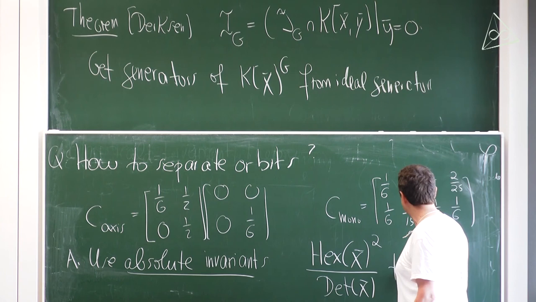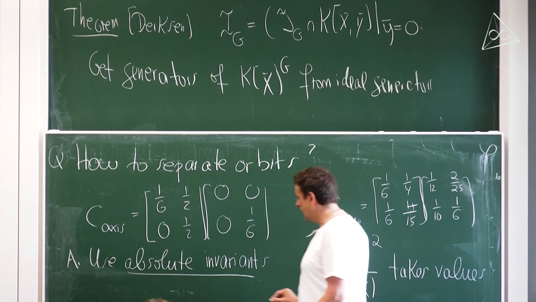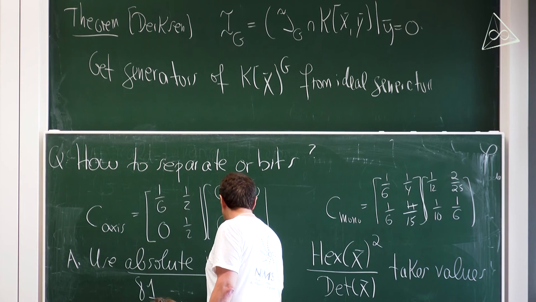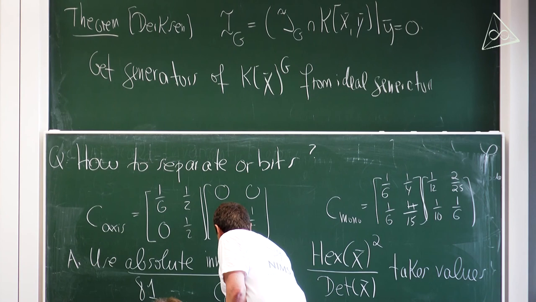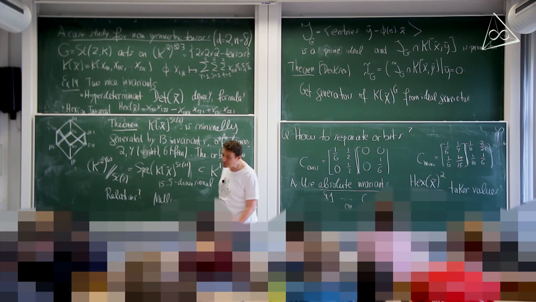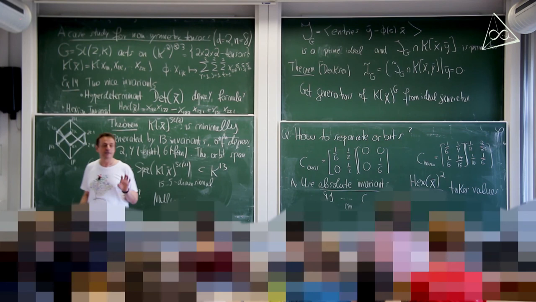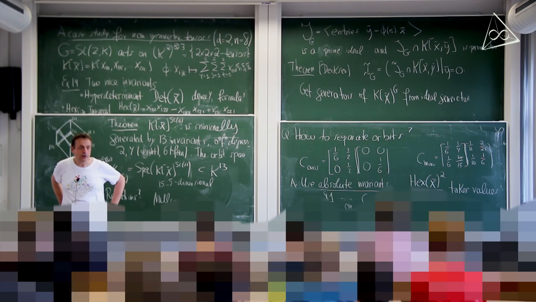On the first tensor, it takes the value 81. On the second tensor, it takes the value 45. That's it. They're not in the same orbit. I have an absolute invariant that takes two different values on the two tensors. This absolute invariant is constant along the orbit, so therefore they're not in the same orbit.